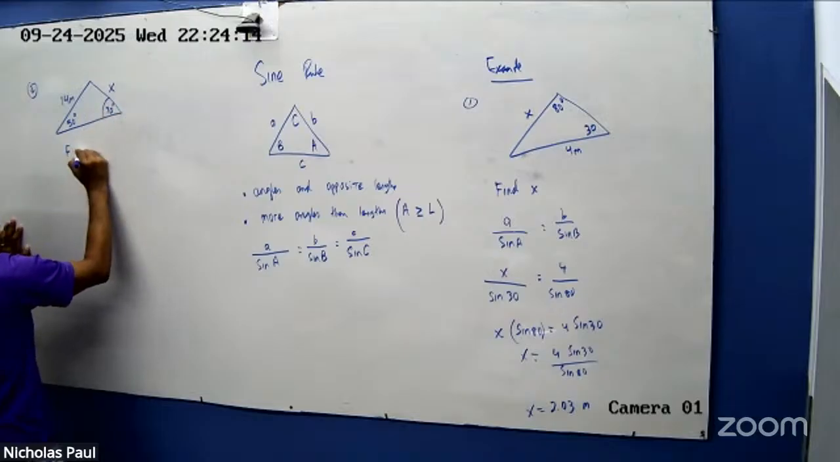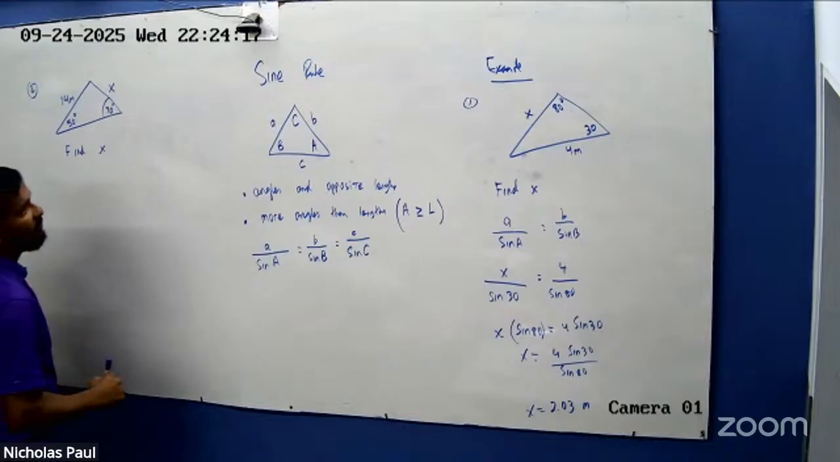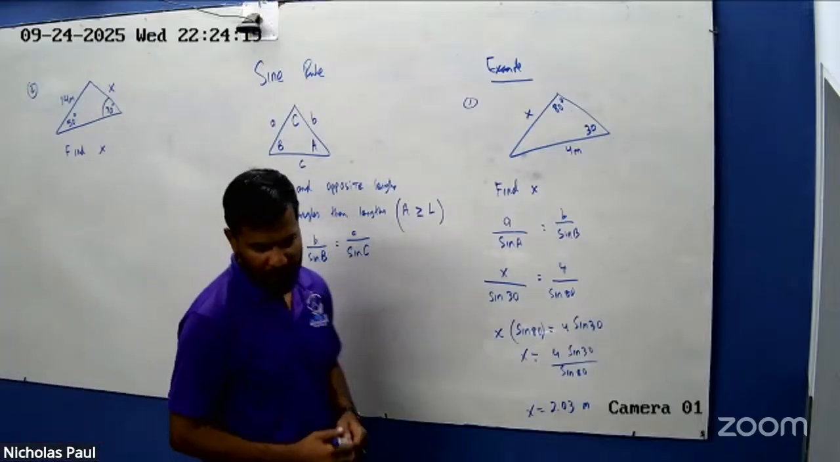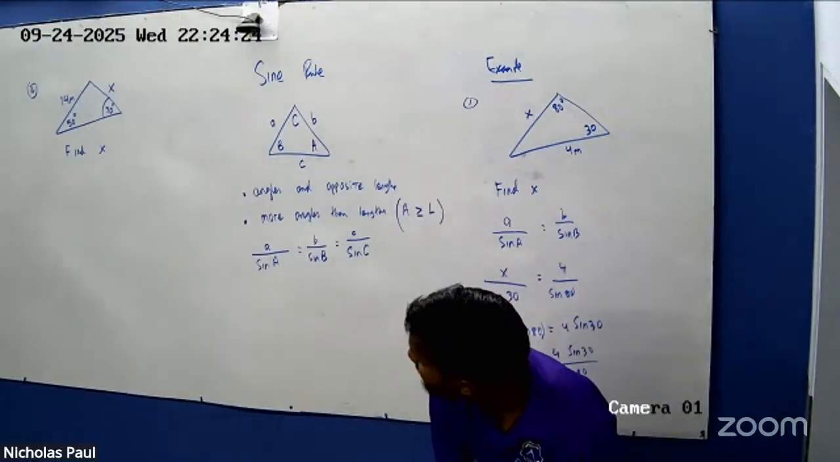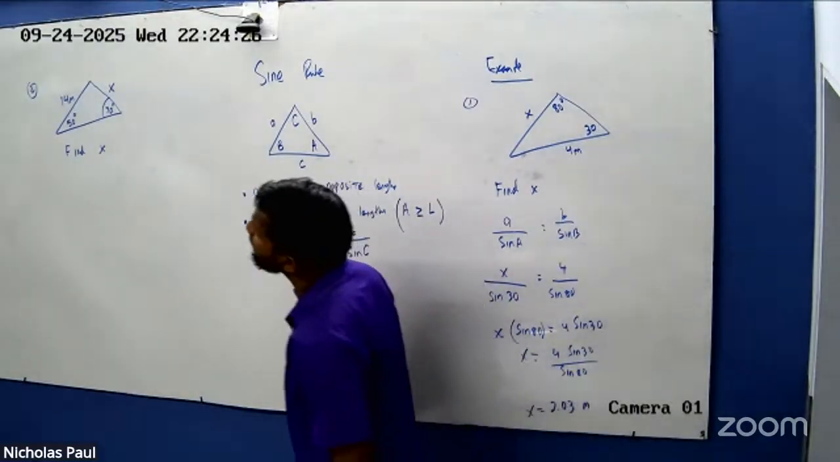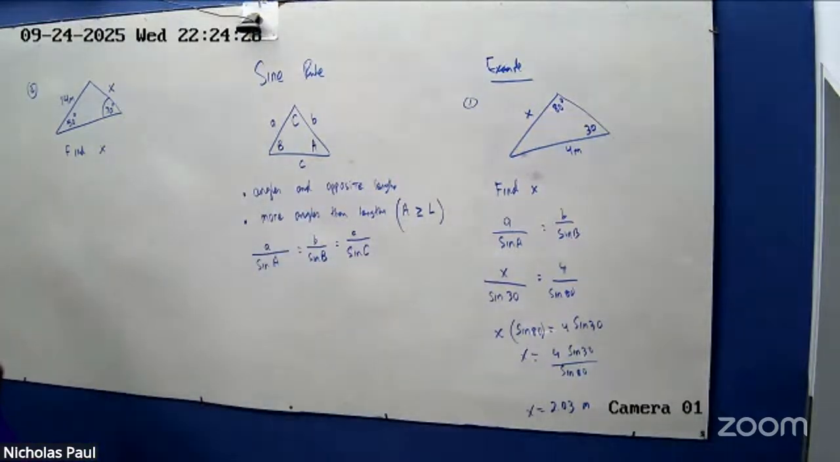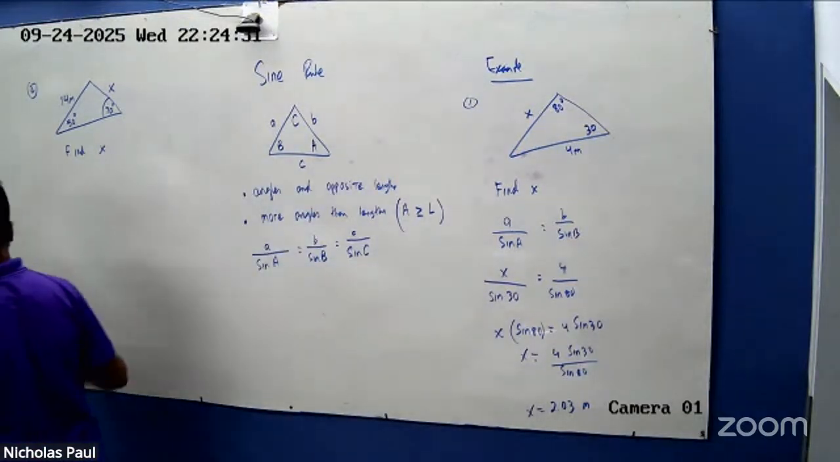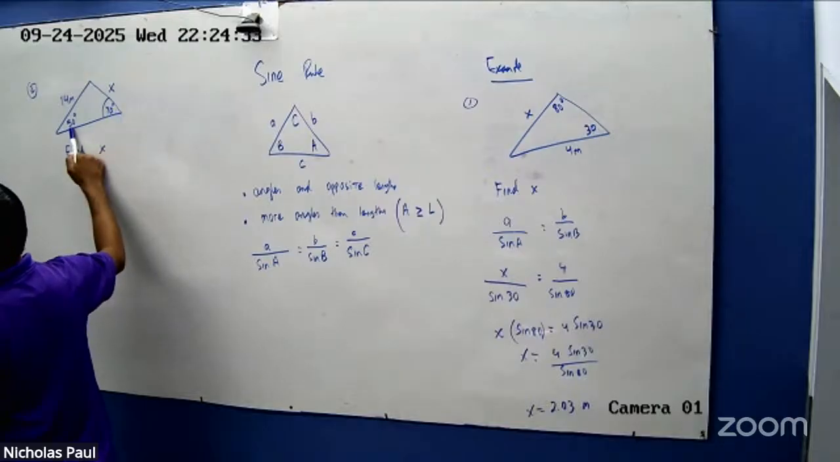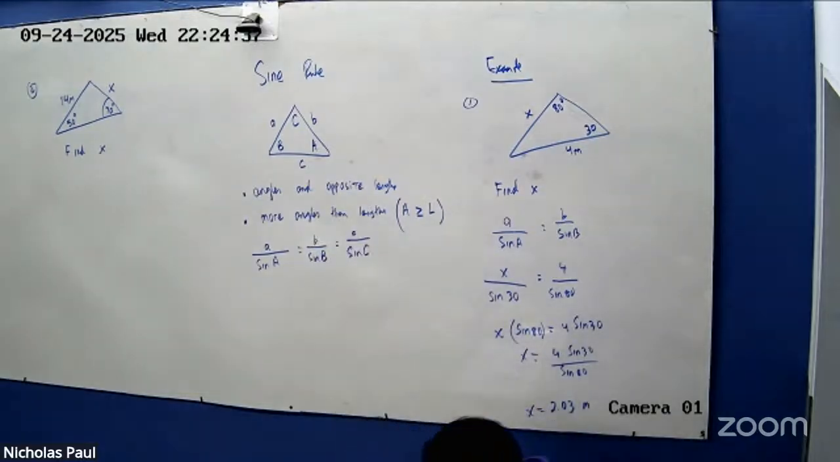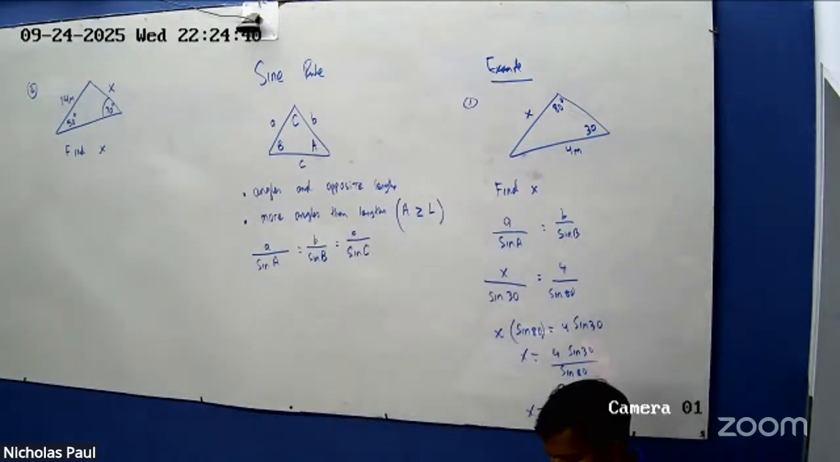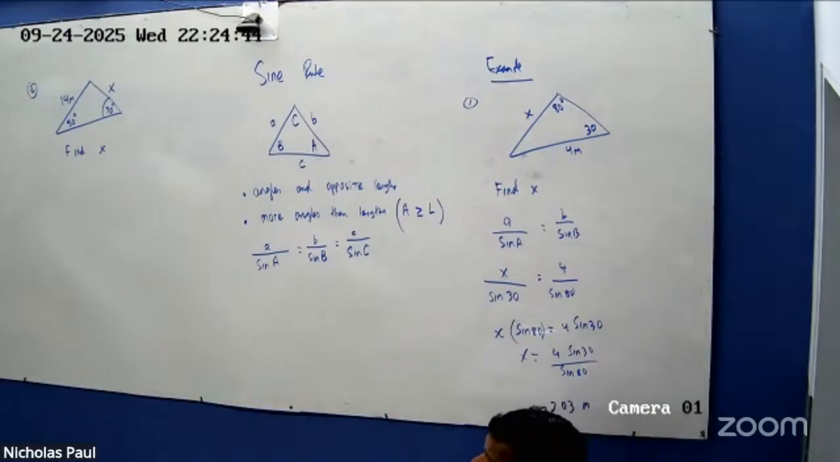Find x, please. The angle by the x is 45 degrees. The angle by the x, that's 70 degrees and 50 degrees. Okay. Online, send your answers there, please.